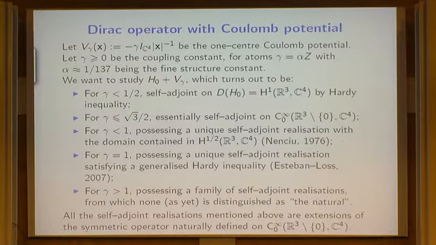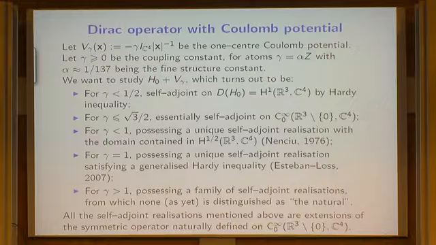So what I want to do is first of all introduce a Dirac operator with Coulomb potential. To the free Dirac operator, I would like to add something which I call V gamma of x, and at the moment it's just a scalar identity matrix times a function depending on x. It's just gamma over the norm of x, and gamma is the coupling constant.